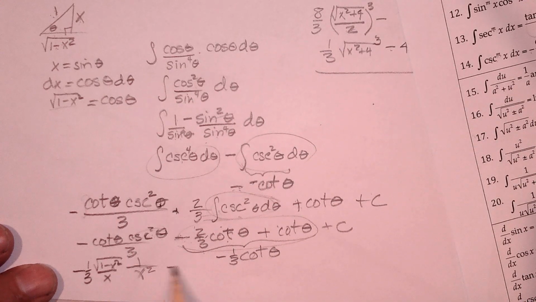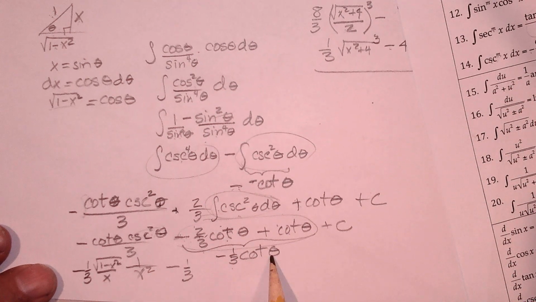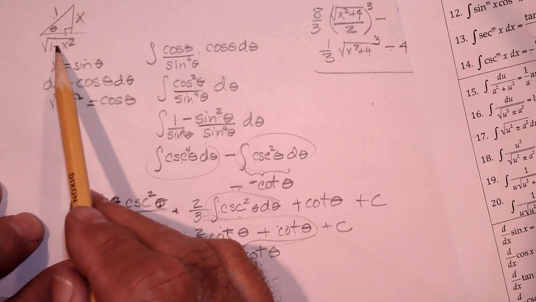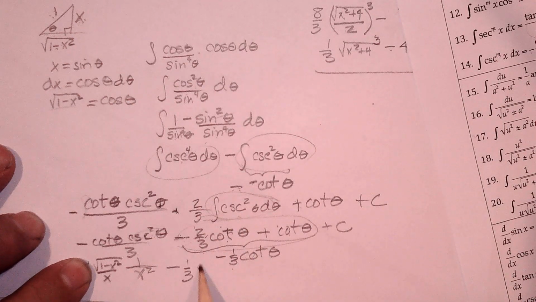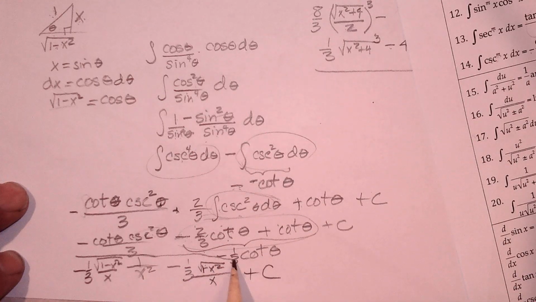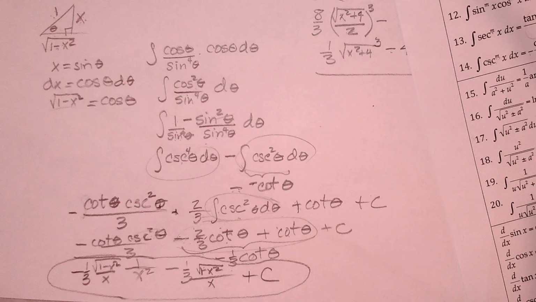And then we got minus 1/3 cotangent, which we decided was adjacent over opposite. Square root of 1 minus x squared over x. Okay. That's the Trig Sub Worksheet.